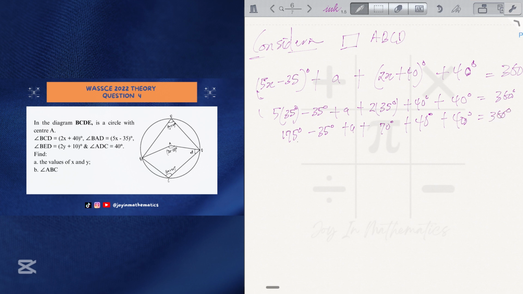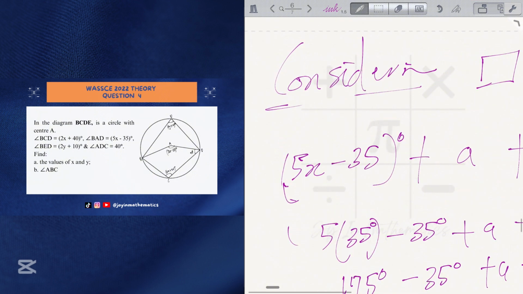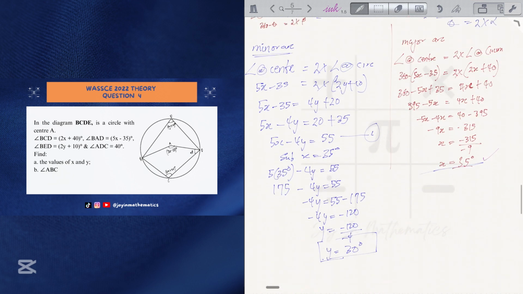So simplifying 175 minus 35 plus 70 plus 40 plus 40, this will result into 240 degrees plus A is equal to 360 degrees. So A will be equal to 360 degrees minus 240 degrees, and A is equal to 70 degrees. Now we are saying that angle ABC is equal to A, which is equal to 70 degrees. So this is for question B, and this is for question A.